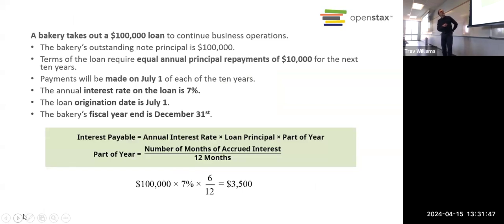Okay, here's an example. Bakery takes out a $100,000 loan. Remember, I specified that the two parties, the borrower and the lender, agree on the loan terms, right? So in this case, it says that the principal is going to be repaid in equal payments of $10,000 for 10 years. The bakery gets $100,000 up front, pays $10,000 a year for 10 years. That repays the principal, but it doesn't do anything for the interest, right? The interest is separate.